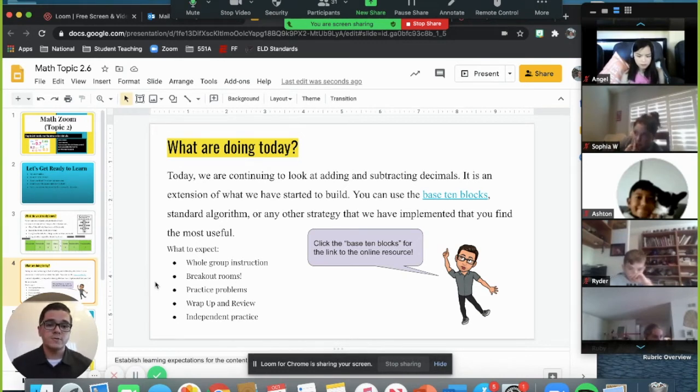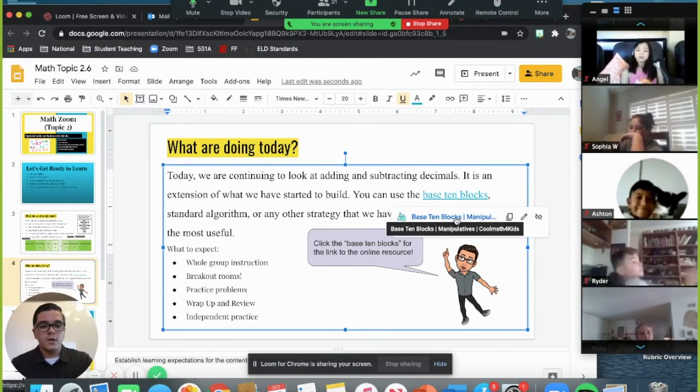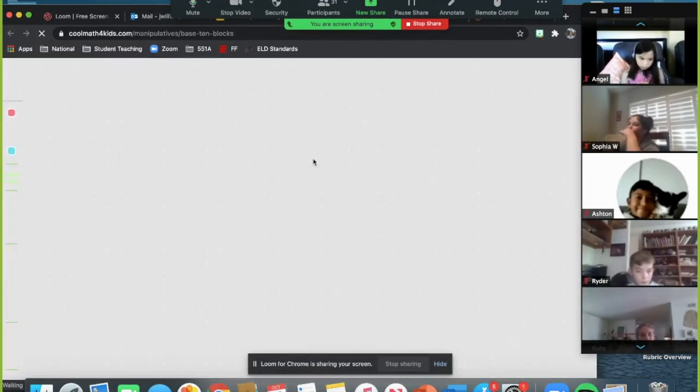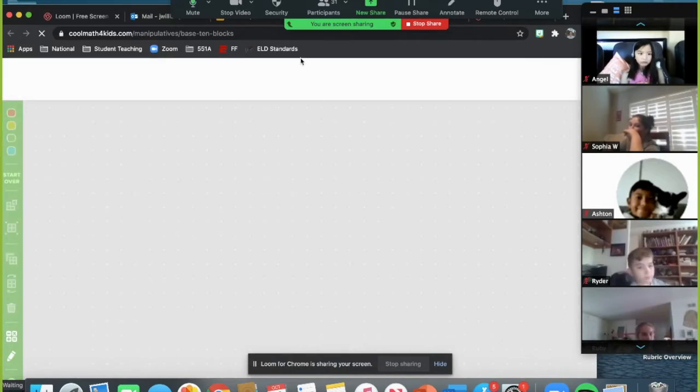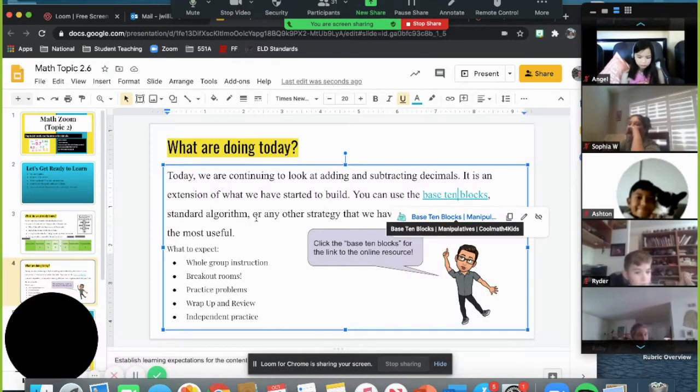We're doing our breakout rooms again, where you're going to be working on a problem by yourself, a problem in duos, and then you're all coming together in a group of 4 to solve a final problem. Then we're going to do a wrap up and review where we talk about all that we discussed already, and then we're going to get into some independent practice. If you need the base 10 blocks, all I need you to do is click here, it gives you a link. You can pull up our online resource that we've used, if that is what you would like to use today.